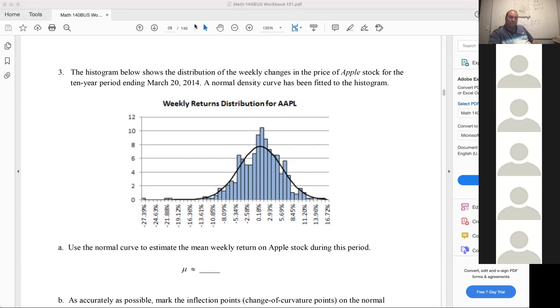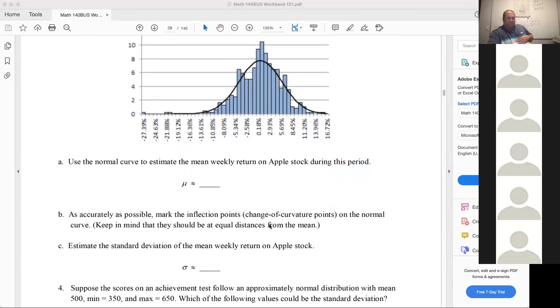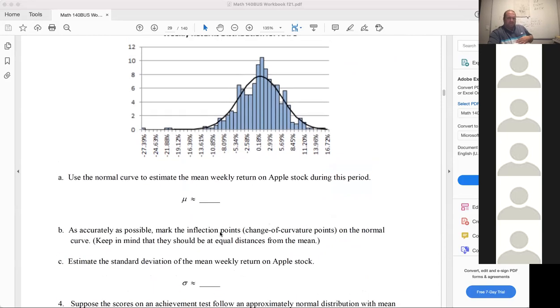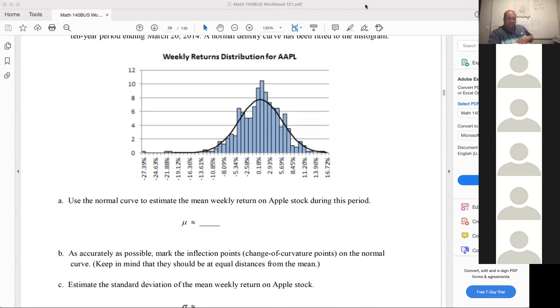Okay, now, of course, if I wanted to go back to my original data and calculate it that way, I could, but the whole point of having the normal curve is to simplify my work. As accurately as possible, mark the inflection points, that's the change of curvature points, or what I call the hill to bowl points, on the normal curve. So as best as we can, where are those points located? Stop me when I get there. I'm going to move a little bit at a time. Stop me when I get to the hill to bowl change.